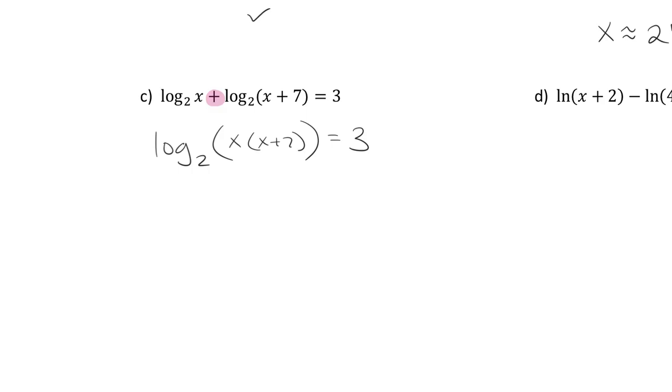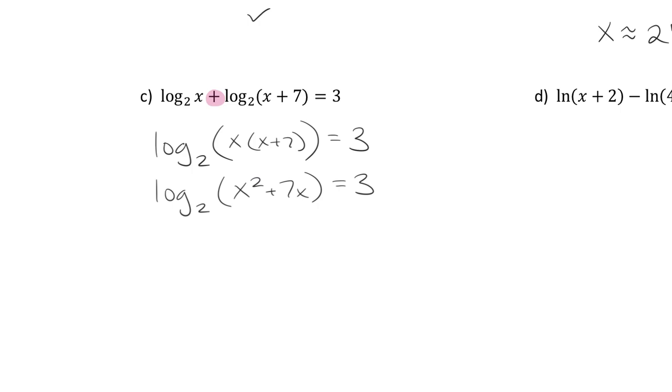Now that's a lot of parentheses for no good reason. Can we go ahead and distribute that x in there? What's x times x? X squared. And then x times 7? 7x. So you really could write this as log base 2 of x squared plus 7x equal to 3. You could also do all of that in one step if you know how to distribute very confidently.